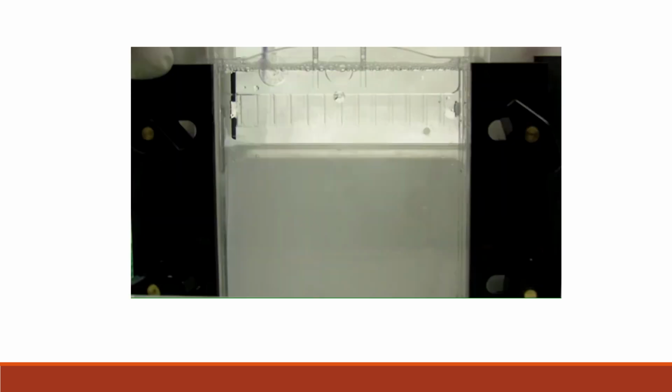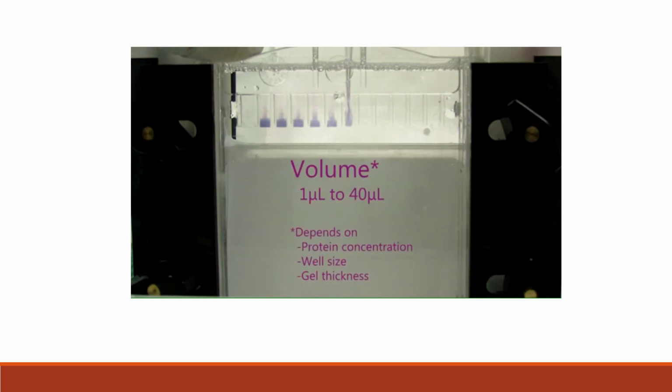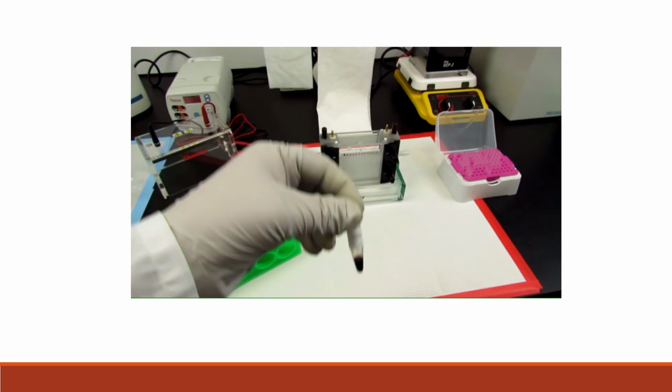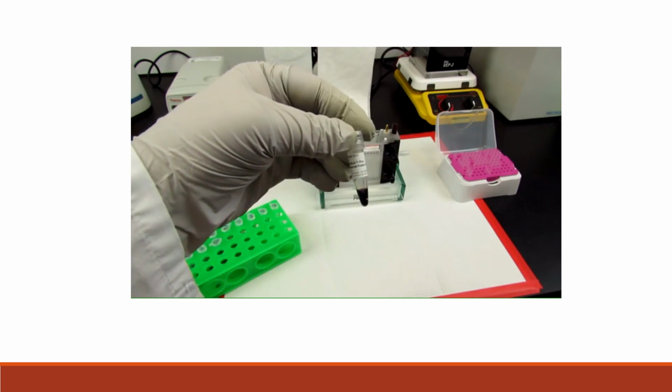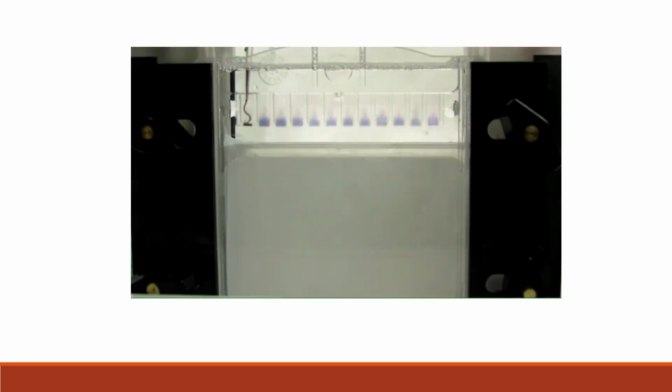Because the glycerol in the loading buffer is heavier than the running buffer, the samples should easily drop to the bottom of their respective wells. The volume loaded into each well can range from 1 microliter to over 40 microliters, depending on the protein concentration, well size, and gel thickness. Also, load a separate well with a molecular weight marker to assess the relative molecular weight of the target protein.